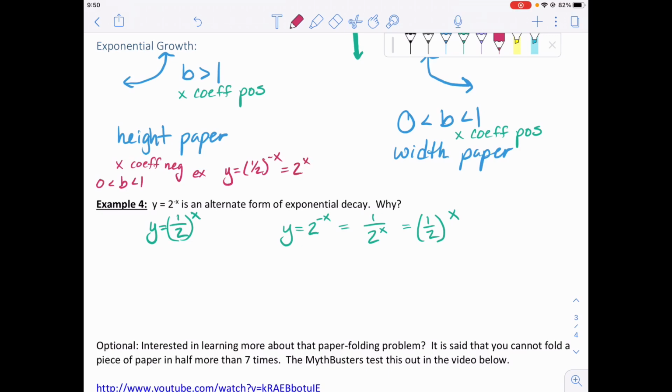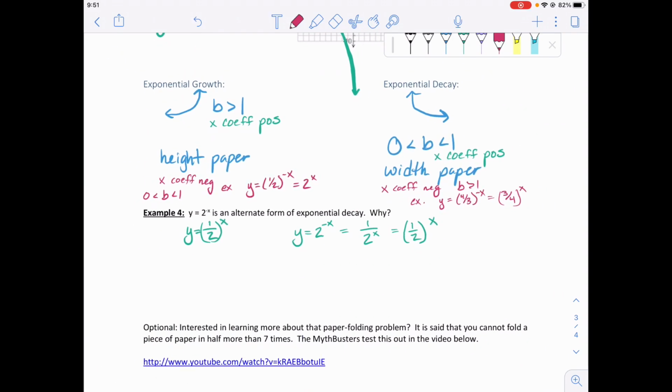Similarly, over here, if our x coefficient is negative, then this happens when our base is bigger than 1. Let's do an example that's slightly different than this one. If we had y equals 4 over 3 to negative x, that would be 3/4 to the x, which is decay. So we need to be careful. There's sort of two things we need to look at for exponential growth and decay.